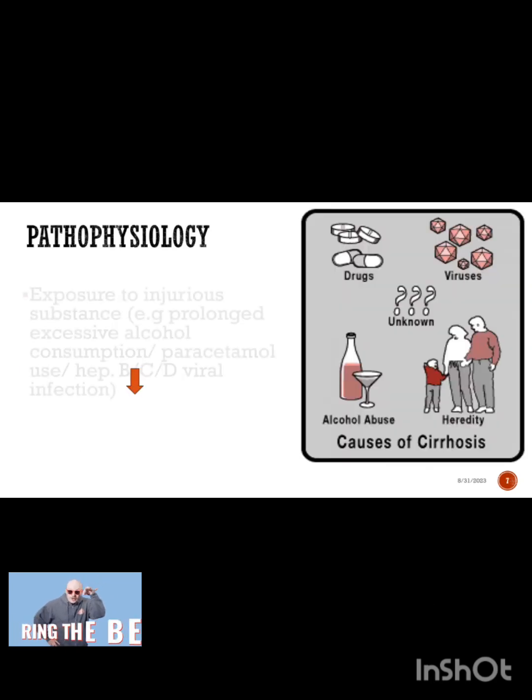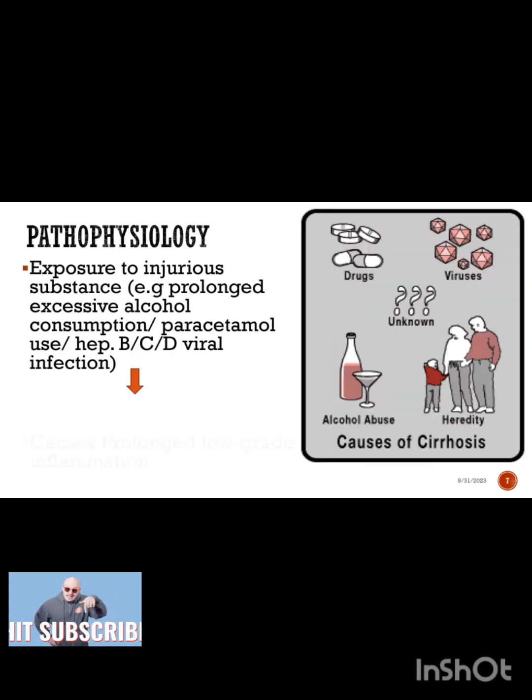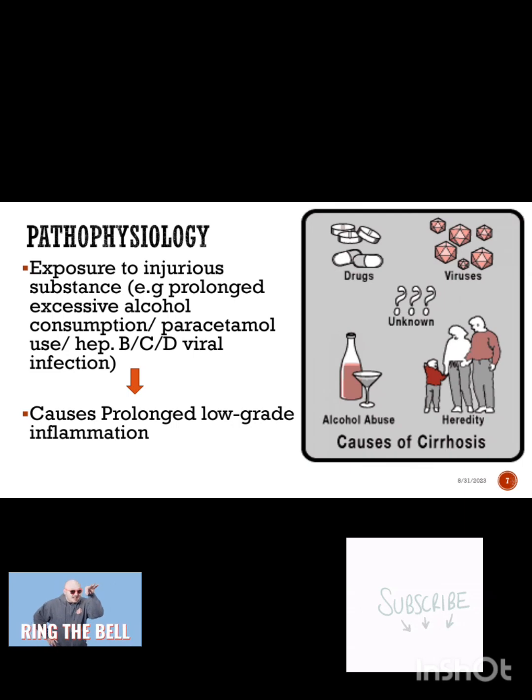Okay, so now we look at the pathophysiology. So if you look at that, I've tried to simplify it. So pathophysiology of liver cirrhosis, the first thing is exposure to injurious substance. For example, prolonged excess alcohol consumption, paracetamol use, hepatitis B, C, and D, viral infection. So if someone is exposed to these causes of hepatitis, and in a prolonged way, this causes prolonged low-grade inflammation.